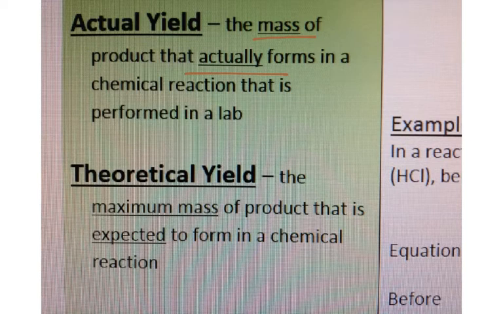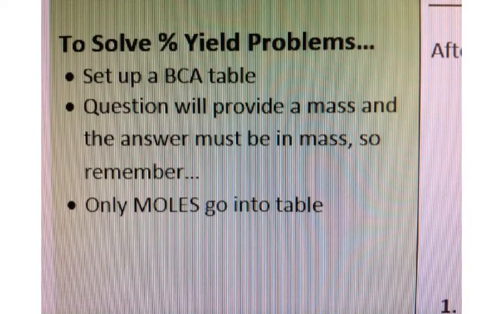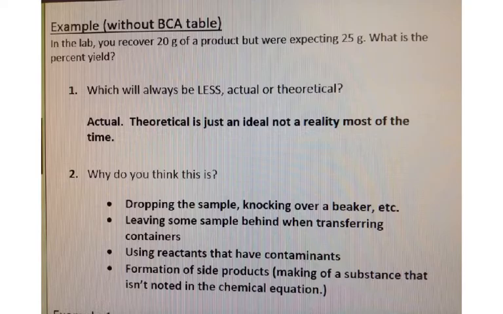So theoretical is the maximum amount, typically in mass, of product that you can expect to form in a chemical reaction. So how much should you have gotten if everything was rainbows and sunshine? All right, to solve percent yield problems, what you need to do is set up a BCA chart. And the question will provide a mass or an amount of some sort. And when you use a BCA chart, you need to make sure that you only put moles in that table.